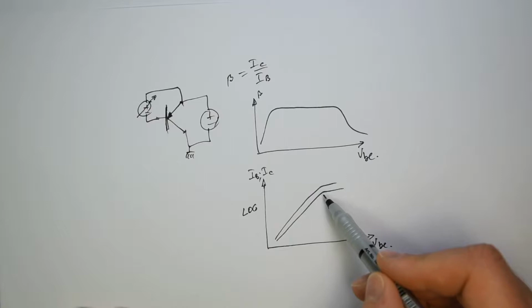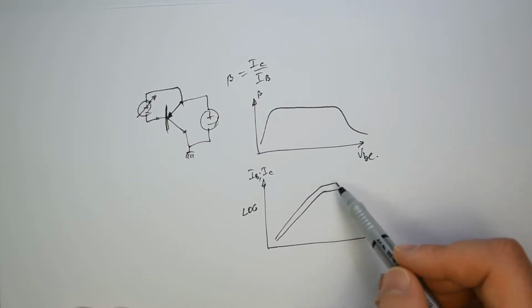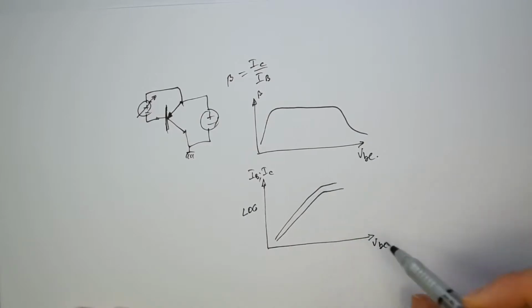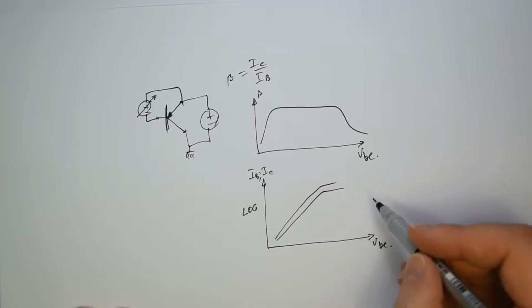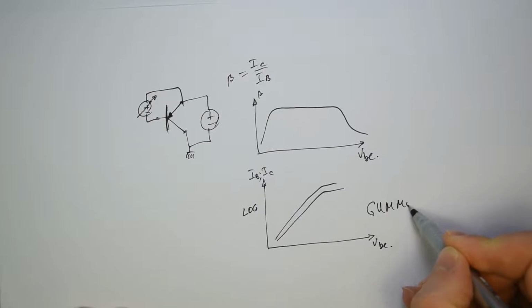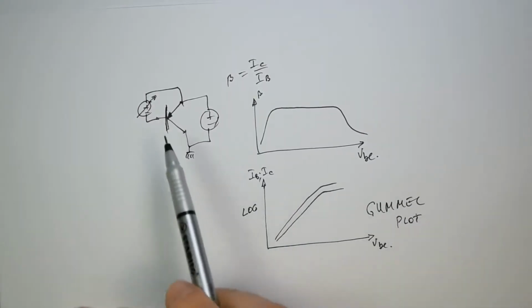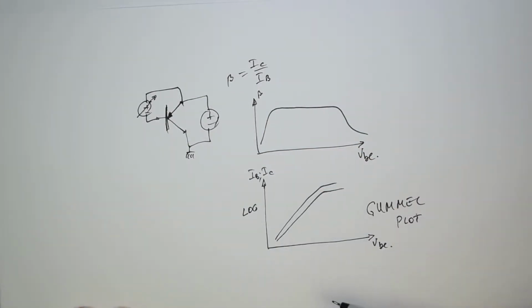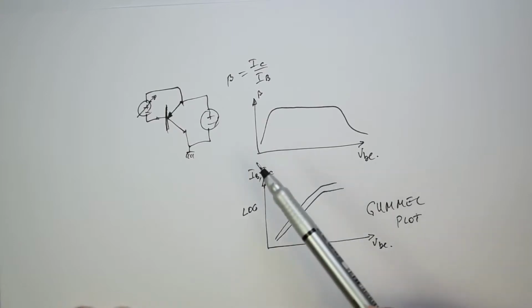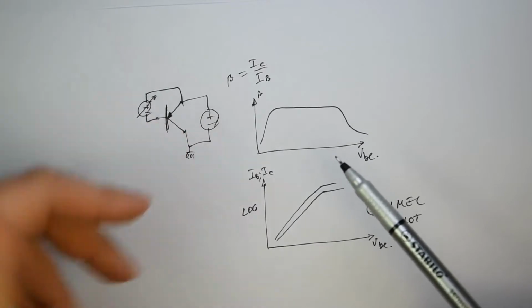If you are here, already you have some troubles because the beta will not be constant. It will vary a lot, so better to avoid. And this is well known in the books, usually called the gamma plot. And it's done with this kind of setup very easily. Of course, this is a setup for PNP, but you can build it easily for the NPN. As you know, you can flip the schematic.